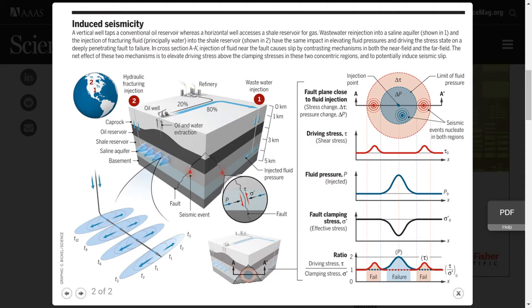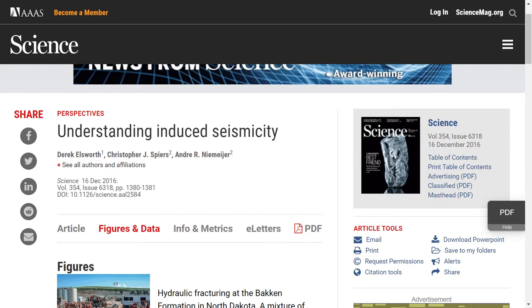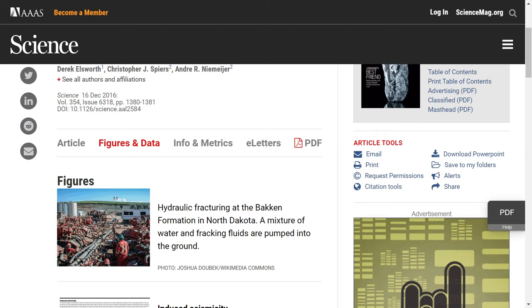All right, so I recommend that also if you are interested about this, you read this article. It's very short, but it gives you a very good idea about induced seismicity today in petroleum engineering. All right, and now let's see.